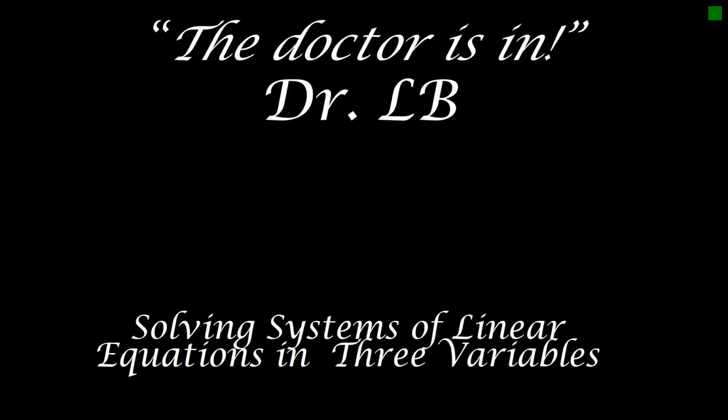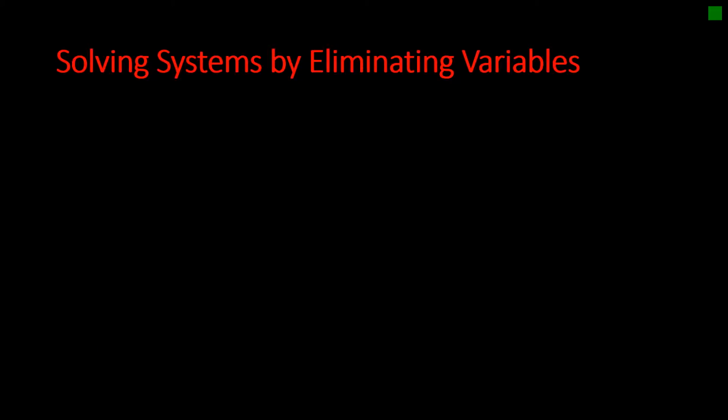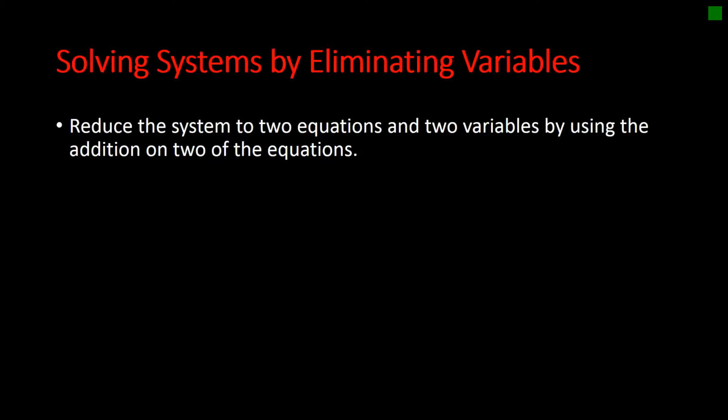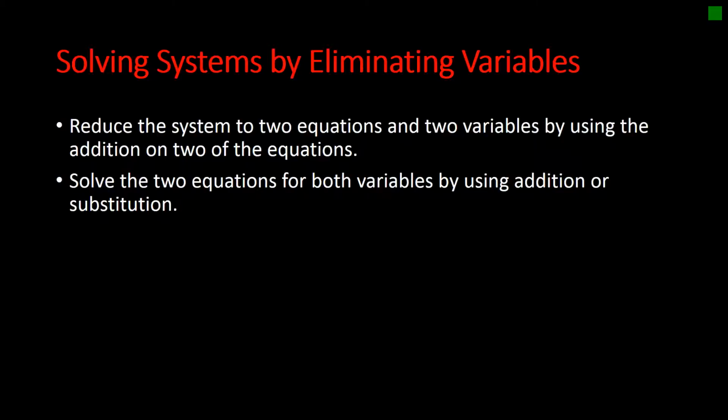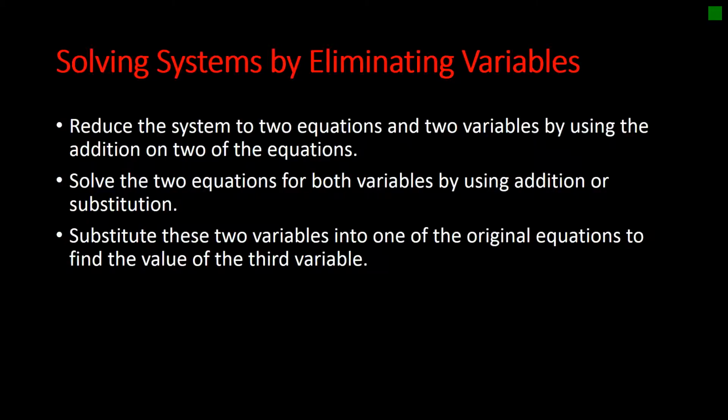Today, we're going to solve systems of linear equations in three variables. How do we do this? Well, first, we reduce the system to two equations and two variables by using addition on two of the equations. Then we're going to solve the two equations for both variables by using addition or substitution. We're going to substitute these two variables into one of the original equations to find the value of the third variable, and then we're going to check our solutions.